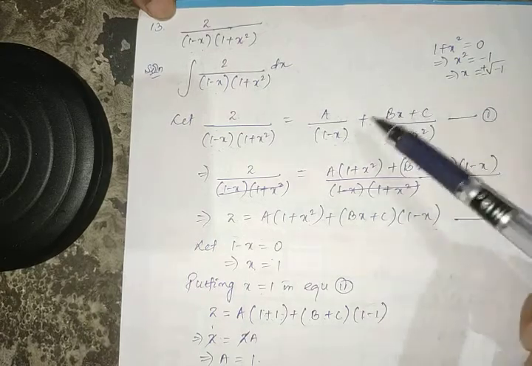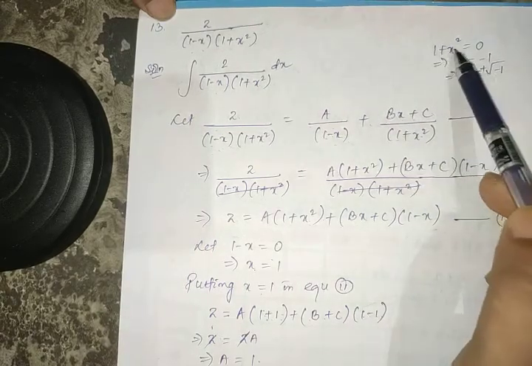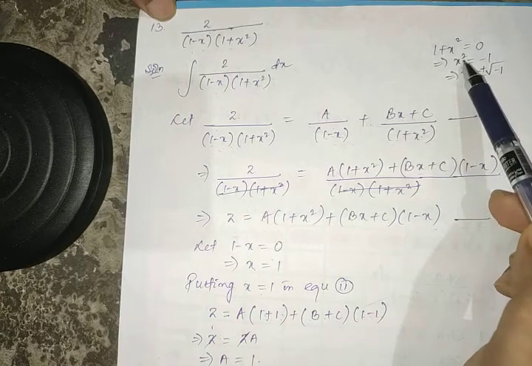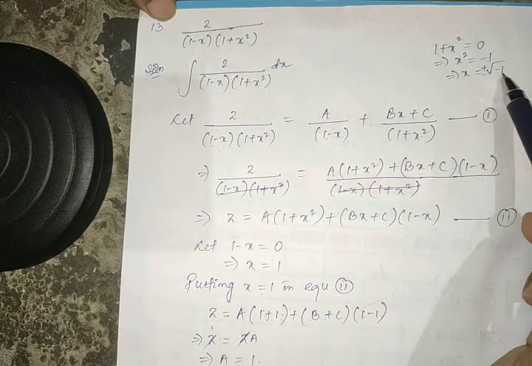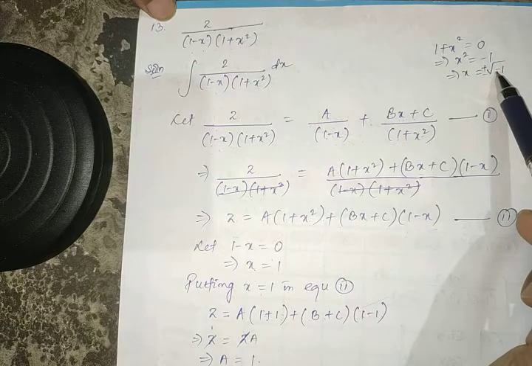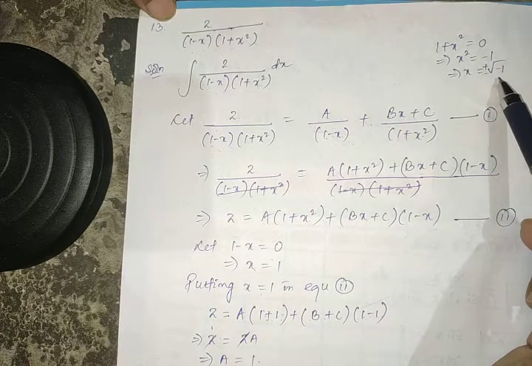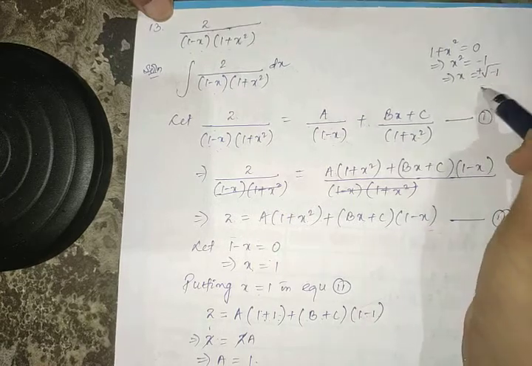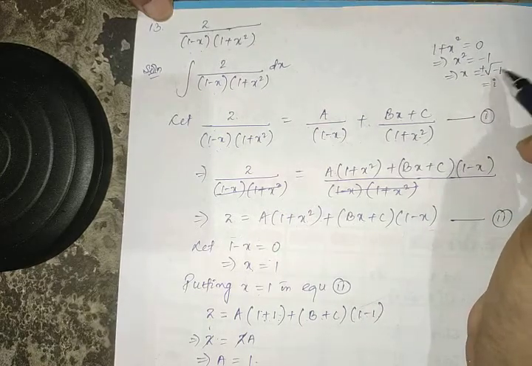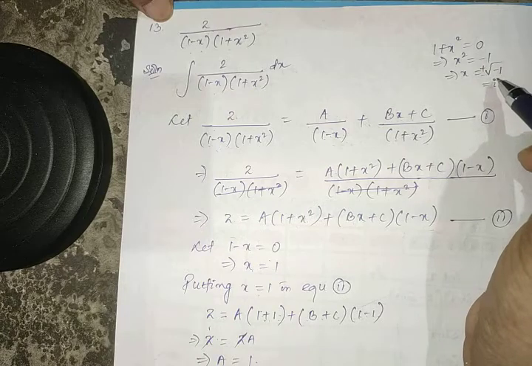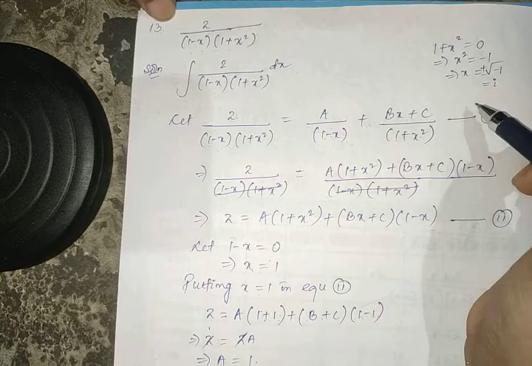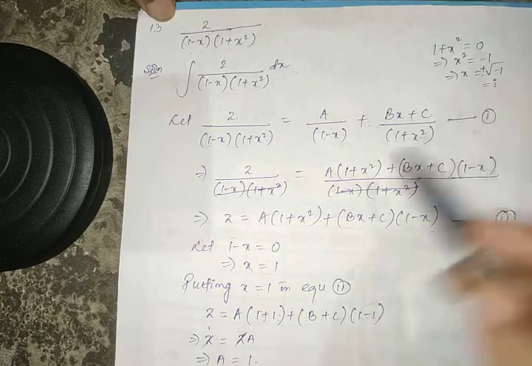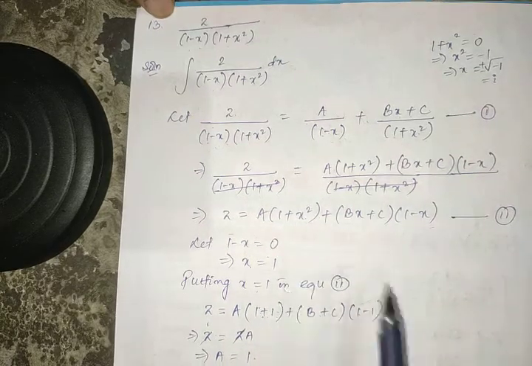Why? Because if we consider it as 0, 1 plus x square equal to 0, so from here we will get x square equal to minus 1. So x will be plus minus root over minus 1. You see we are getting a negative number inside a root, so that does not exist. Actually that is an imaginary number, equal to i. We will not take this, because here we are dealing only with real numbers. So that part is excluded.